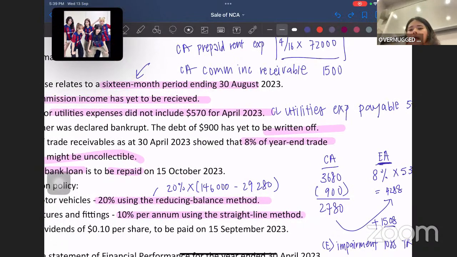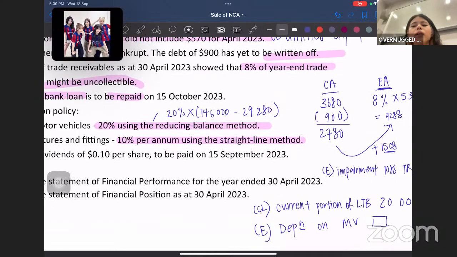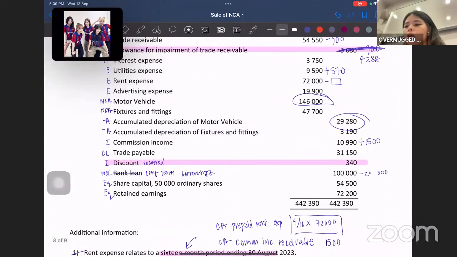So here, after I calculated and punched in the number, I will create this one, depreciation. Remember your journal: debit depreciation, credit accumulated depreciation. So depreciation on motor vehicle. And this one is an expense. And then whatever the amount is that you press in your calculator, you will add back into your accumulated depreciation here.